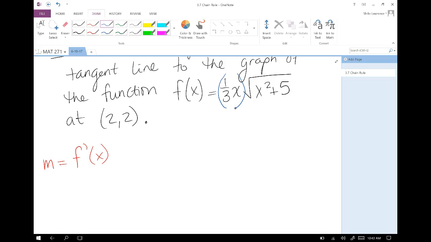I want to think of the entire f as a product of two functions. So I'm going to think of my first function as 1/3 x, and my second function as square root x squared plus 5. So f is a product of two functions. No matter what they look like, f is a product of two functions. So I'm going to start with my product rule. And when I get to the point where I need the derivative of the second piece, then I'll do my chain rule.